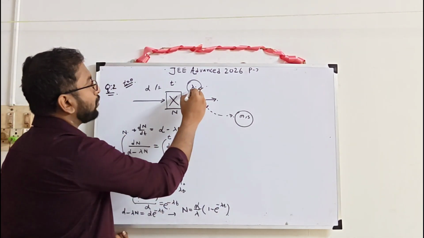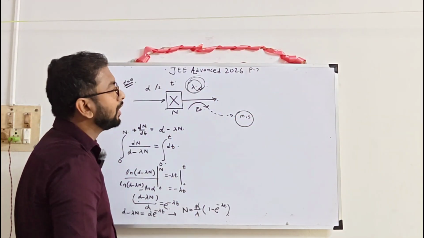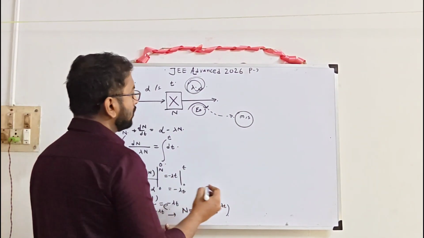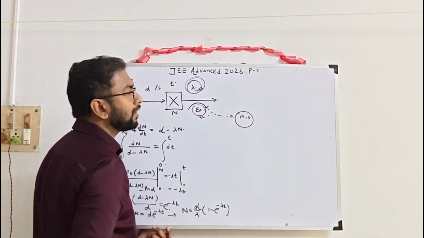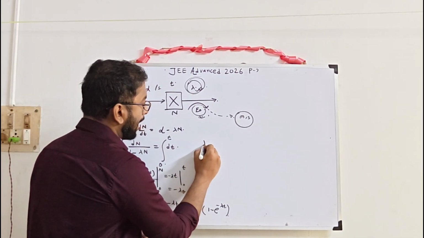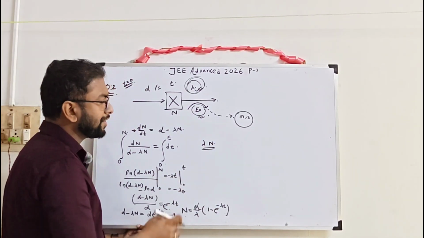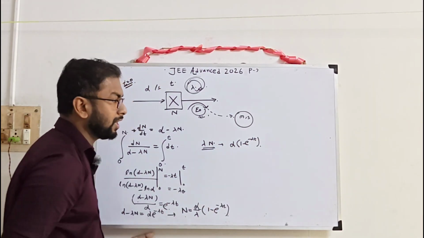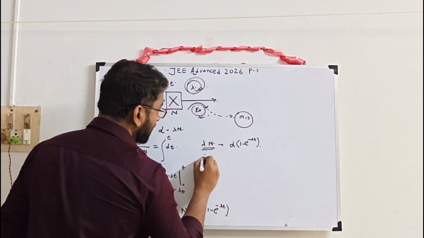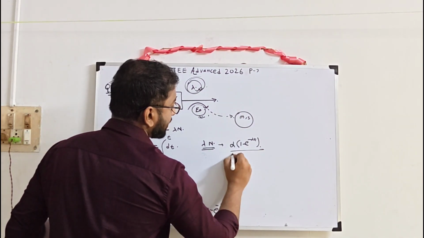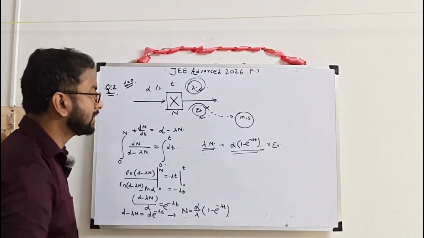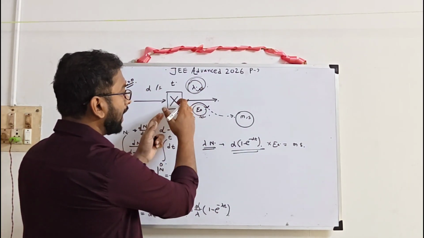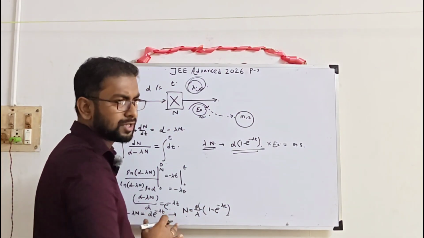Now let's focus on this reaction where the disintegration is happening. Due to the disintegration, the energy E naught is coming and that is going to heat the liquid. Now what is the rate of energy production or rate of energy release? The rate of disintegration is lambda into n. That is the number of disintegrations happening per second. So what is the energy released per second? The number of disintegrations per second multiplied with E naught is going to be our energy released per second, and that entire heat is going to heat the liquid of mass m and specific heat s.